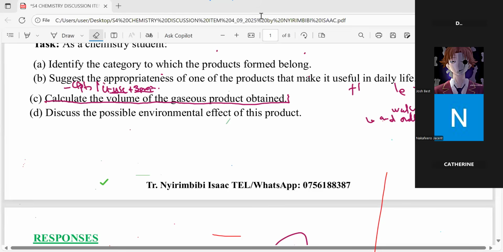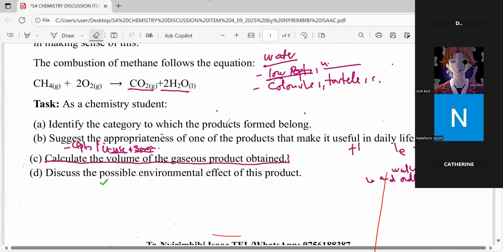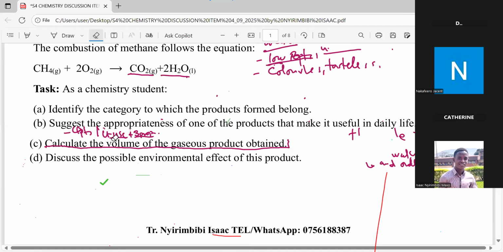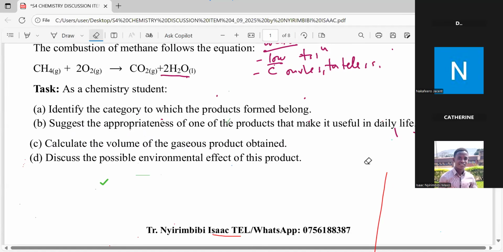Okay, Catherine, take us through. Unmute, Catherine. Okay, teacher, may you first take me back to the equation? The equation is there. Okay, all things are there now. It will be 1 mole of CH4, which is biogas, is it? 1 mole of CH4. Okay. So they're saying calculate the volume of gaseous product produced.